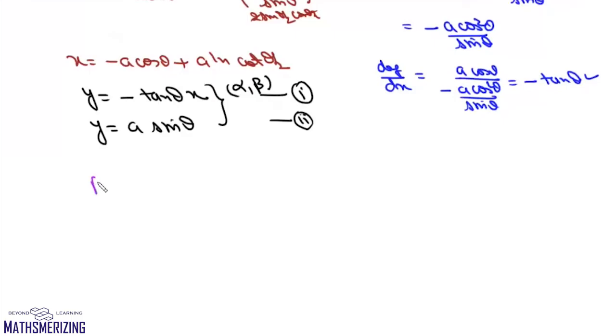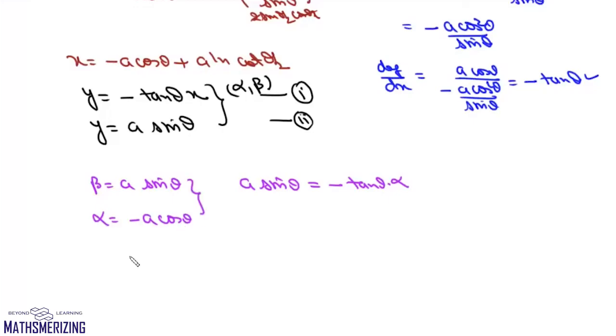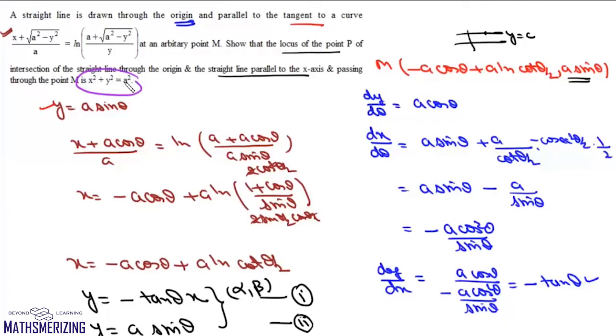Now we can write beta equals a sin theta, and if we put the value of beta here, we can write a sin theta equals minus tan theta into alpha, or alpha equals minus a cos theta. Now we need to eliminate theta. So if we square and add them, we can write alpha square plus beta square equals a square. So the locus of the point of intersection will be simply x square plus y square equals a square, and this is what we need to prove.